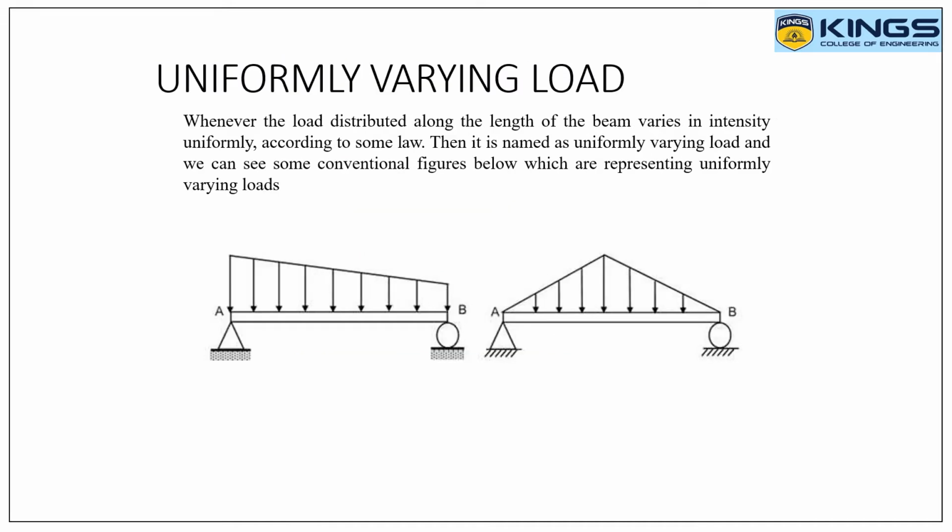And then uniformly varying load. Whenever the load is distributed along the length of the beam and the intensity is not uniform, which means throughout the span of the length the intensity may vary, as you can see in this image as well as this image. Whatever may be the support, here we are seeing only the load. So this end will be of low intensity and this end will have the high intensity. So uniformly varying load means from the point A to B, the entire length will be equally cut down and the pieces will have the same difference of intensity, but the intensity on either end will not be the same, which means uniformly varying load.